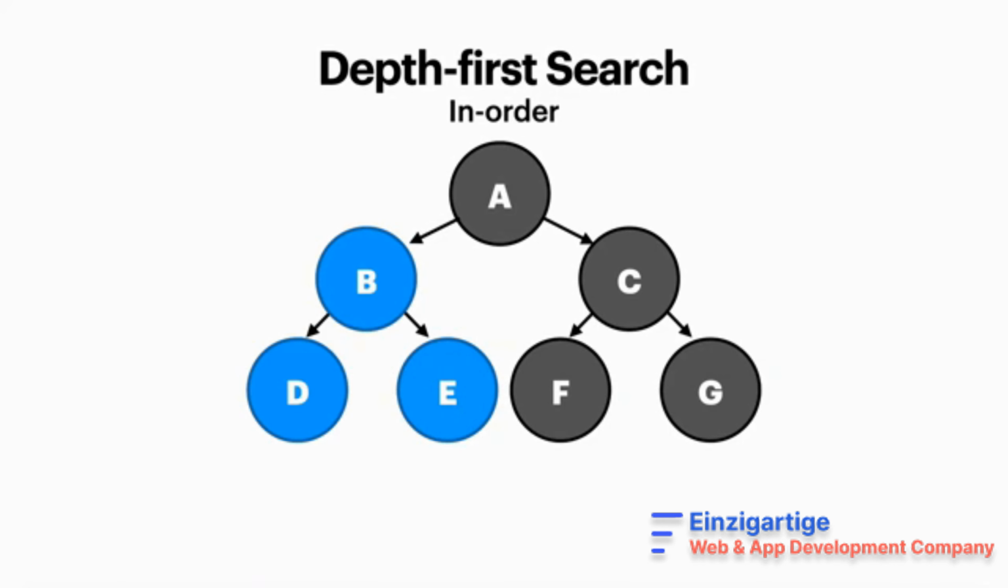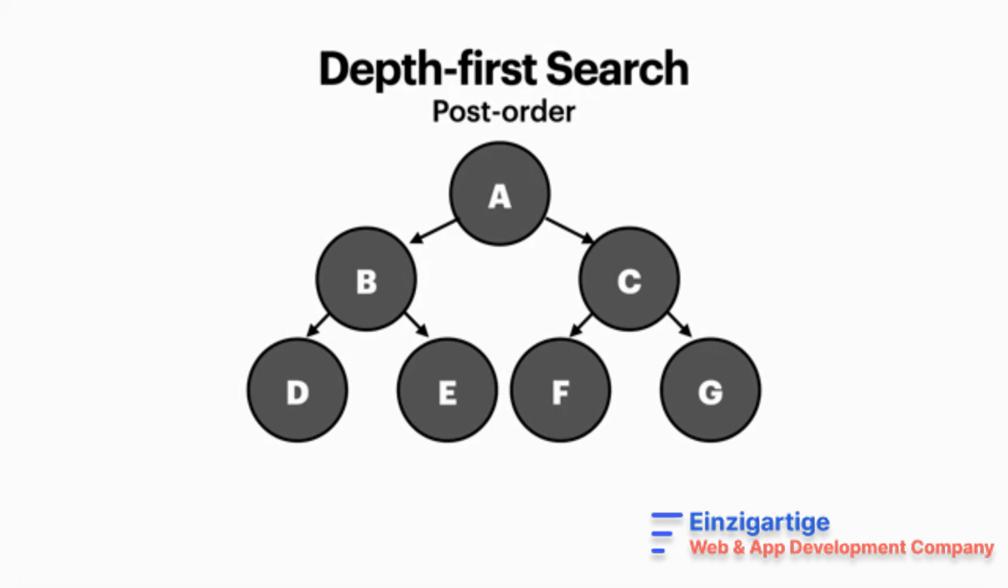Now that we've done all of these nodes, we're going to back all the way up and process A. Then we're going to go down through A's second child, and we're going to process the first of its children, which in this case is F. Then we're going to back up to C, and then we're finally going to process G. And the last way we can do a depth-first search is a post-order depth-first search.